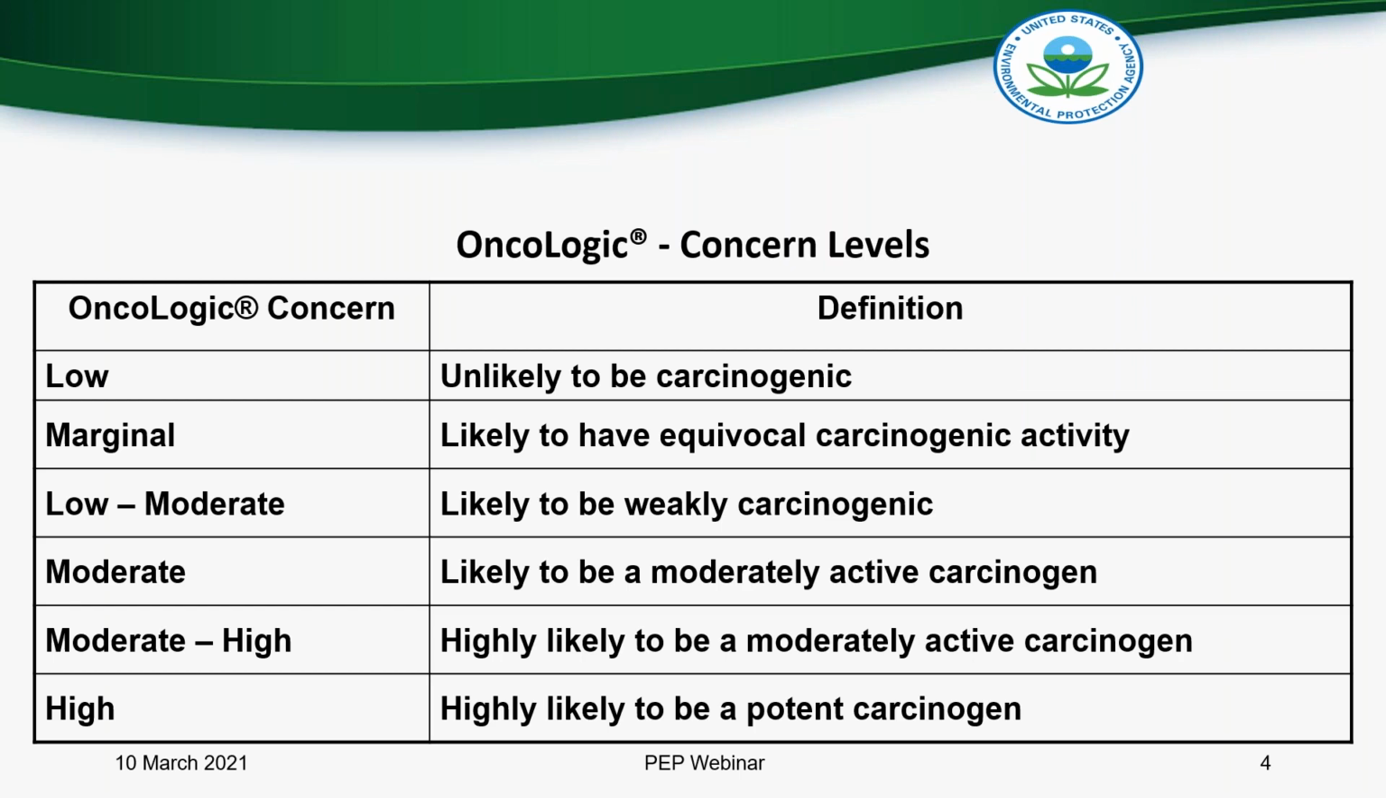There are 6 different concern levels that OncoLogic can assign, ranging from low to high. A low concern level is a chemical that is unlikely to be carcinogenic. Marginal is likely to have equivocal carcinogenic activity if run in a 2-year cancer bioassay. Low to moderate is likely to be weakly carcinogenic. Moderate is moderately active. Moderate to high, highly likely to be a moderately active carcinogen, and high is highly likely to be a potent carcinogen.